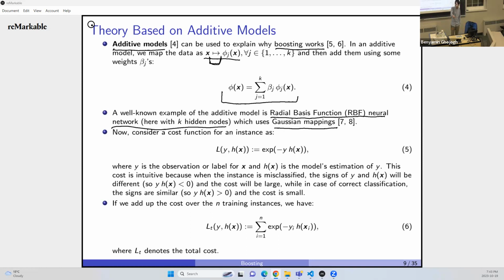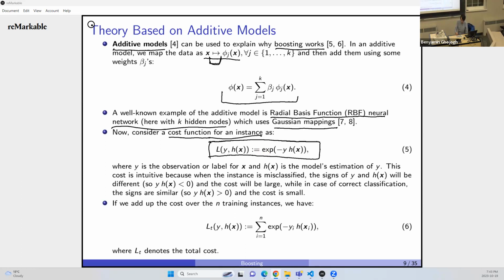Now, the boosting can also be explained by additive model. Let's see. Now consider a cost function for an instance, data instance, as this. Consider L, Y, and H. So the cost or loss function gets Y and H of X as inputs. So H of X is a predicted label and Y is the actual label. Okay. What does it do? It's defined as e to the power of minus Y Hx. Does it make sense? Assume my actual labels are +1, -1. Okay. Binary classification.